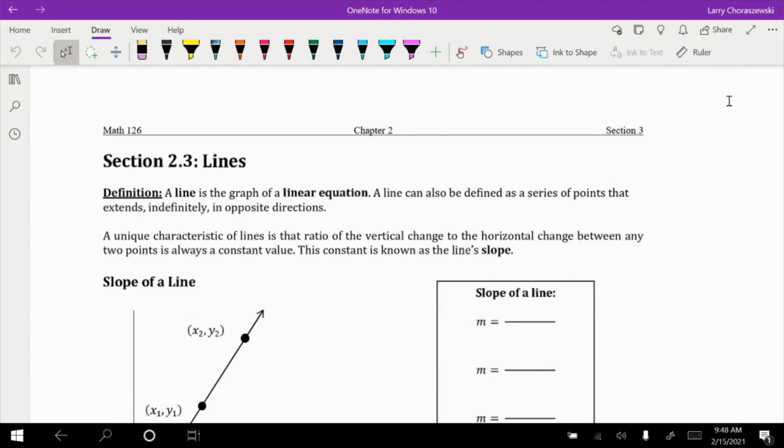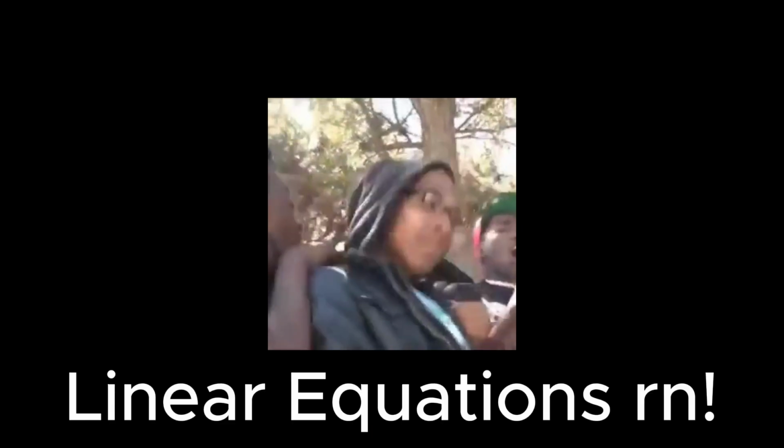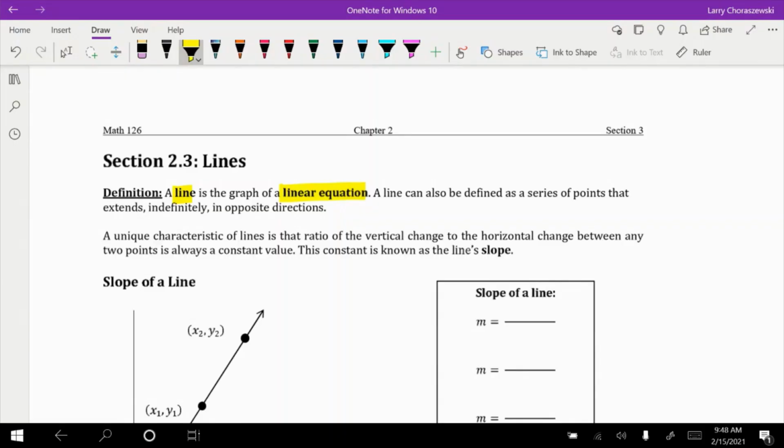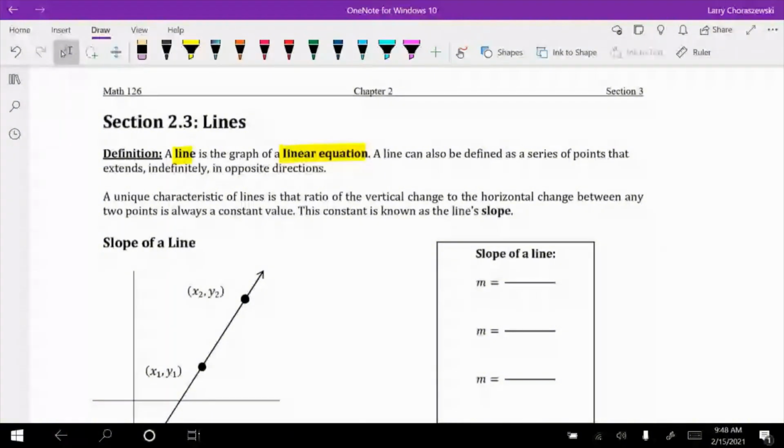So let's start with lines. A line is the graph of a linear equation. And I hope you guys were sitting down for that, because that is like the world's most earth-shattering news, right? But that's one way of defining a line. Another way, which I was presented in my graduate studies, gives you a little bit more of a visual. It's a series of points that extend indefinitely in opposite directions.